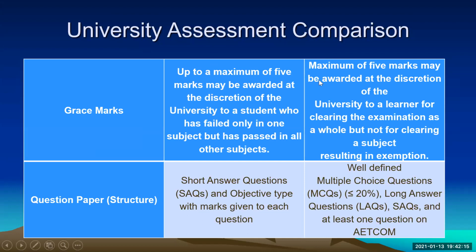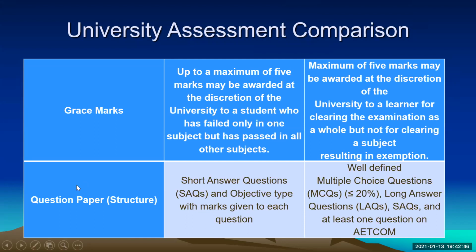This has now changed: a student can get a maximum of 5 marks for clearing the examination as a whole, but not for clearing a subject. It means if a student fails in 2 subjects, 1 by 2 marks and 1 by 3 marks, and by giving 5 marks he is passing the exam, then he will be given grace marks. So here he can even pass 2 subjects if the total grace marks are less than 5.